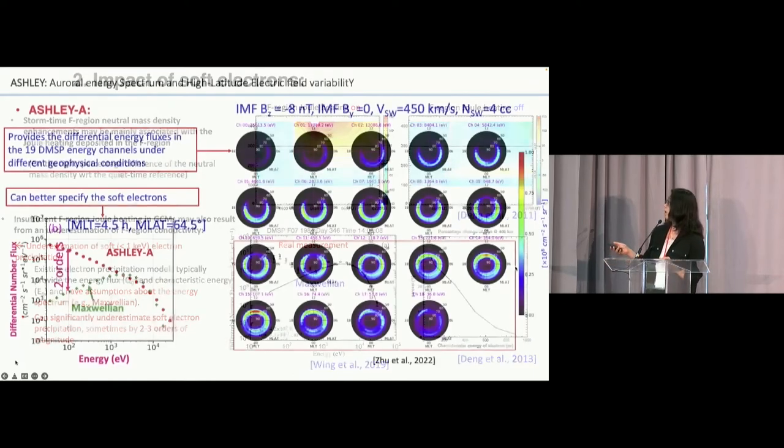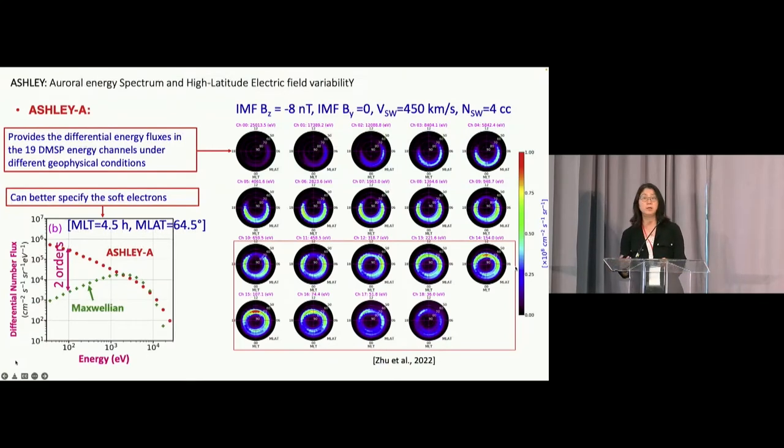All right. Then we basically use 5 years of DMSP data to create a new model of the auroral energy spectrum and high latitude electric field variabilities. This model has three components: A, E, and EVAR. A stands for the aurora, and I'm only going to emphasize this component here.